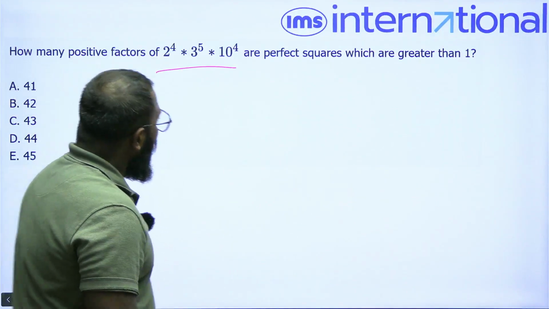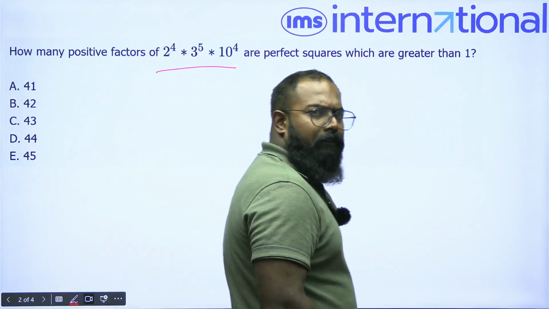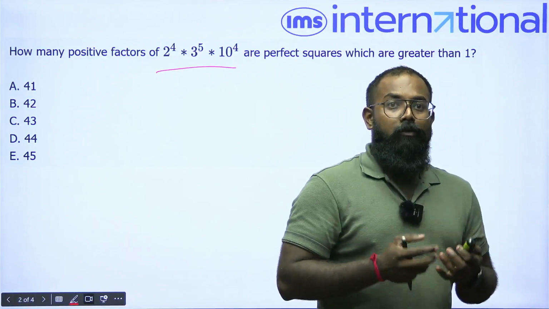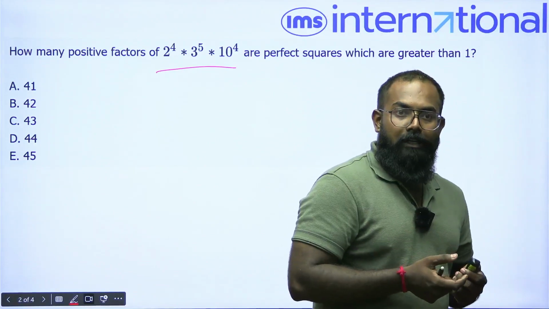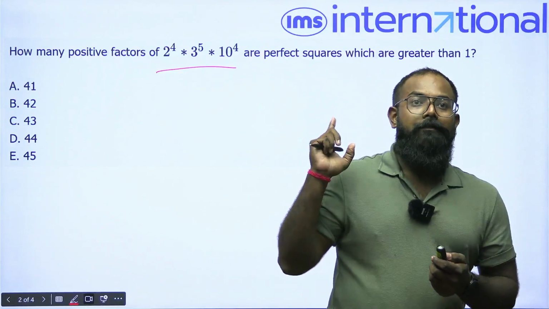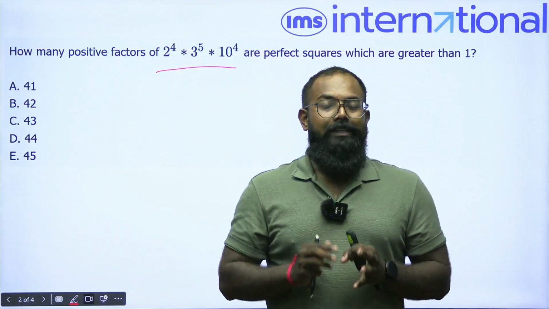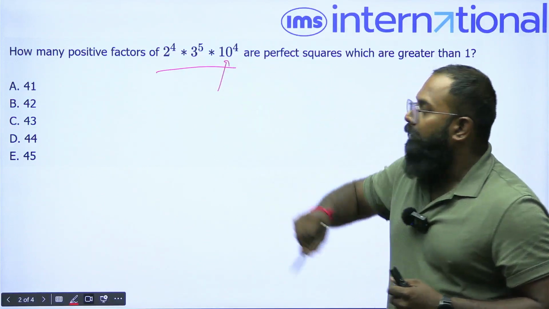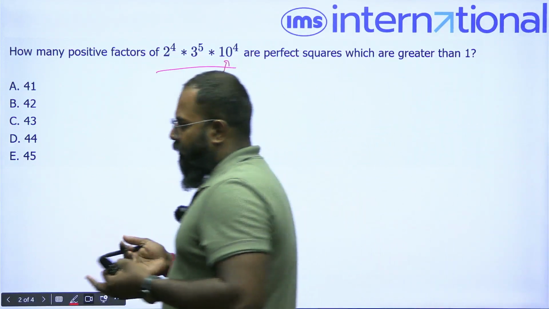2 raised to the power 4, 3 raised to the power 5 and 10 raised to the power 4. In the beginning, I asked you to go ahead with the prime factorization. Is it the correct form or the correct prime factorization of the number? No, it has a composite number. The composite number is 10. So let's find the correct prime factorization of this number.